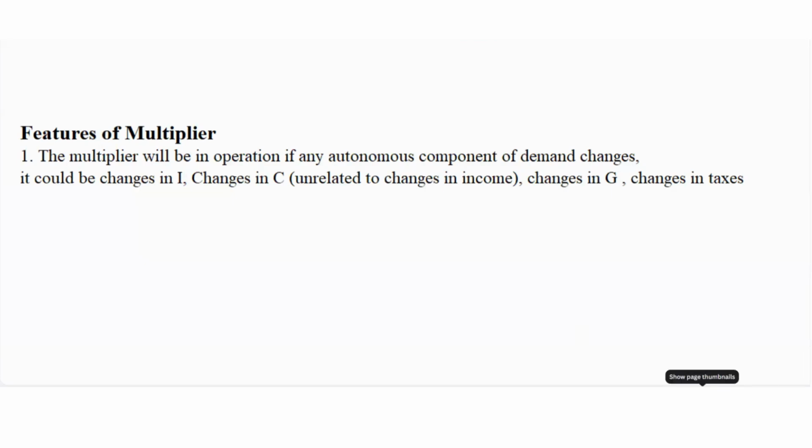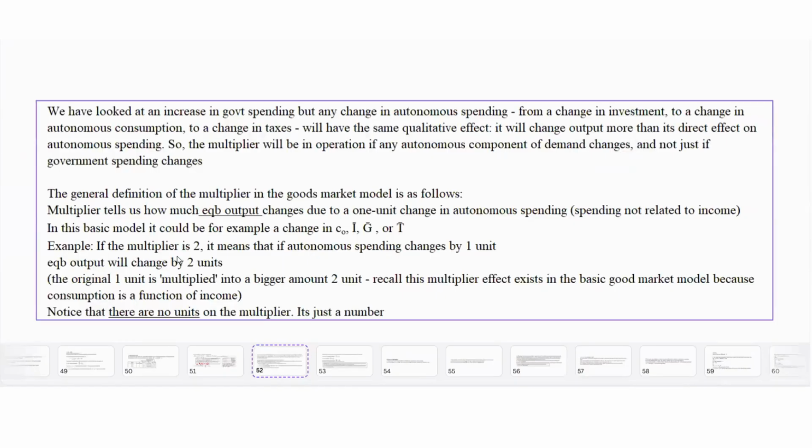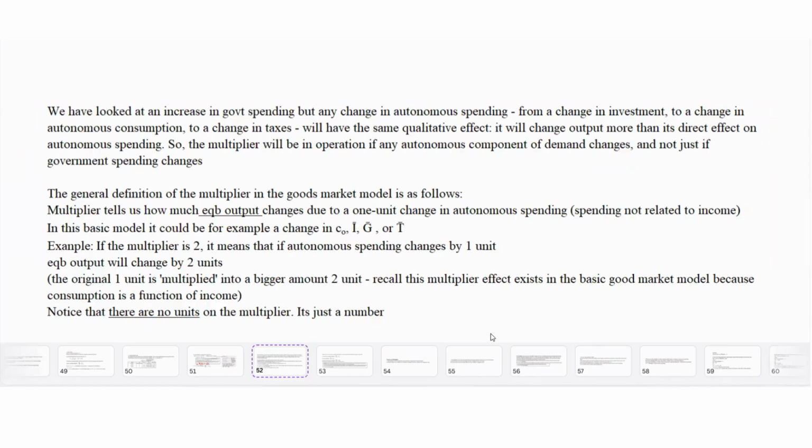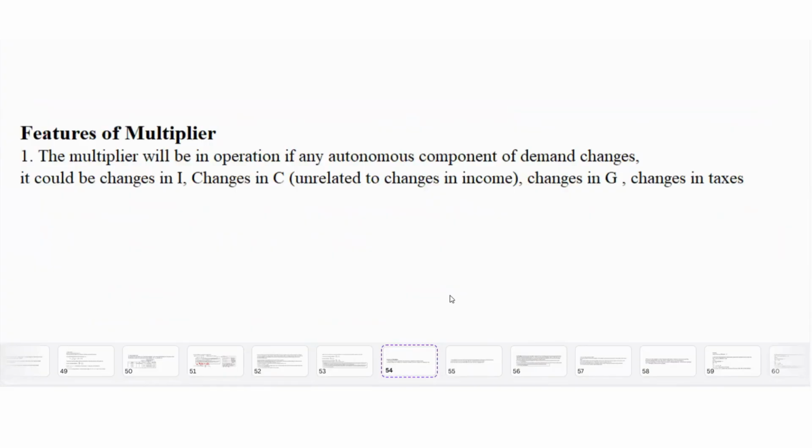We were looking at the multiplier in our goods market model, where we said the multiplier tells us how much equilibrium output changes due to a one unit change in autonomous spending, which could be a change in, say, C naught, I bar, G bar, or T bar, where autonomous spending is spending not related to income. We want to now look at features of this multiplier.